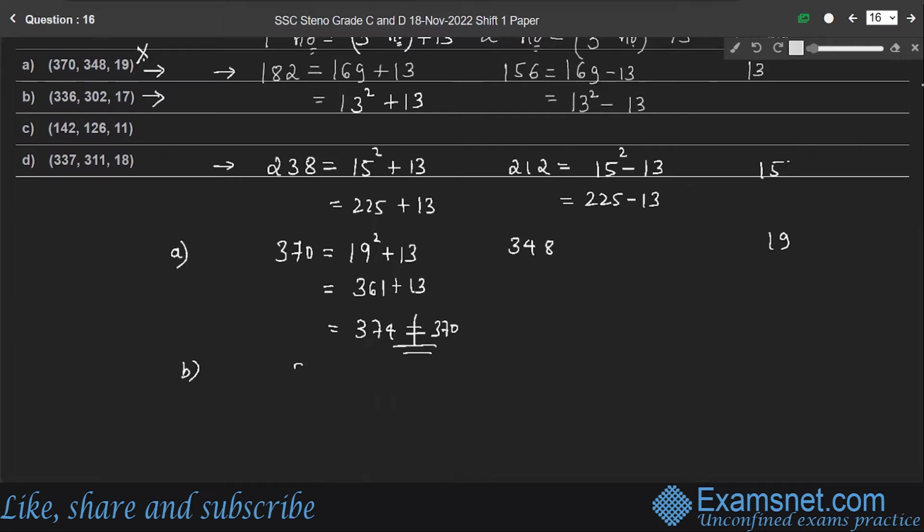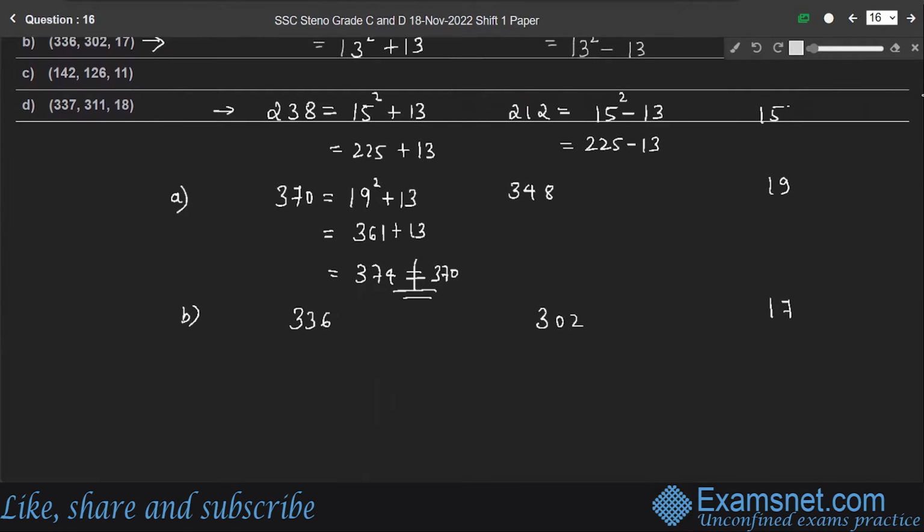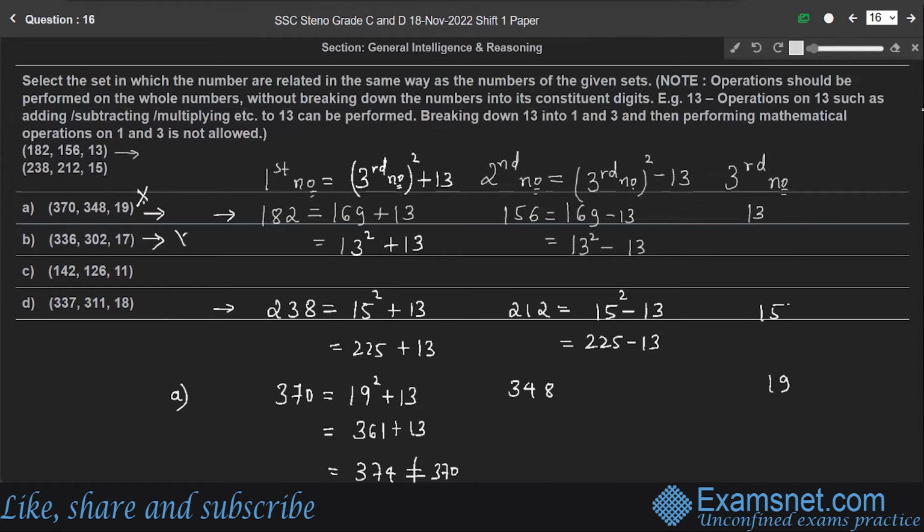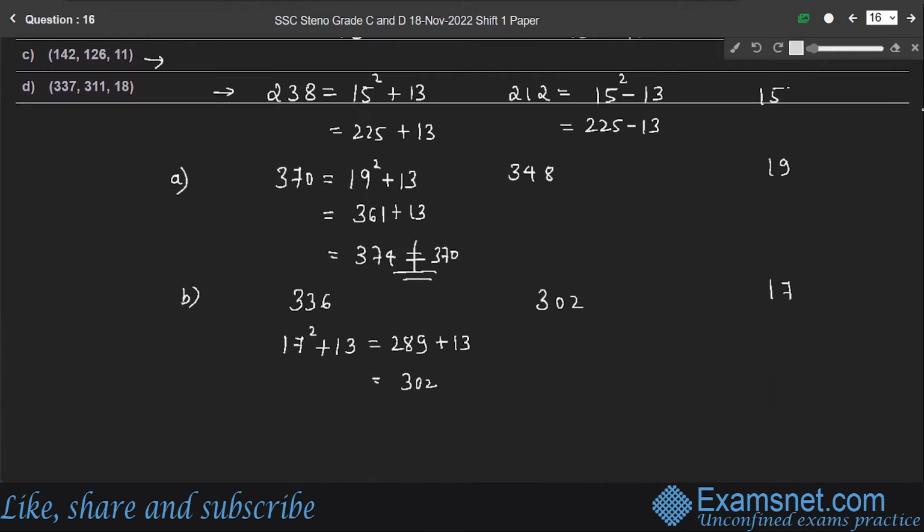In option B, the first number is 336, the second number is 302, the third number is 17. According to the rule, the first number should be equal to the third number squared plus 13. So 17 squared is 289, plus 13 is 302. Therefore, it doesn't follow the logic of the given sets. Therefore, option B is not the answer. Consider option C, in which the first number is 142, the second number is 126, the third number is 11.